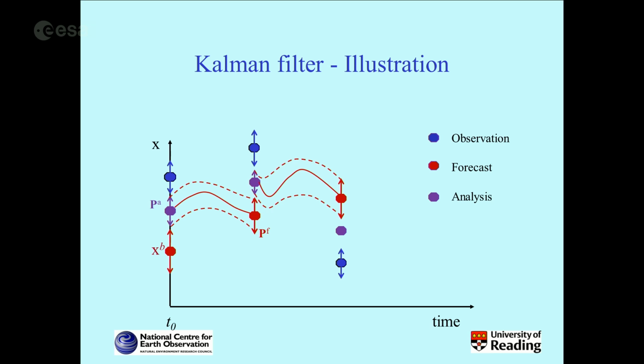So if you think about what we need to do at each time: we need to calculate the analysis, we need to calculate the uncertainty on the analysis, and then we need to forecast them both in order to get the prior and the uncertainty at the next time.